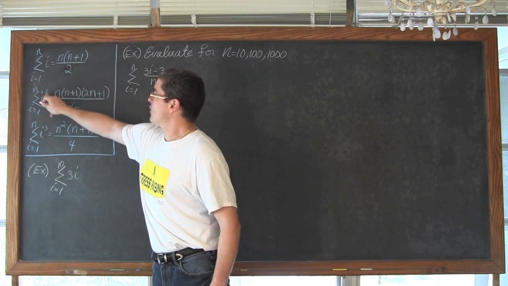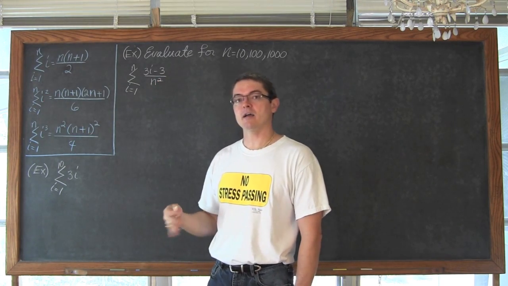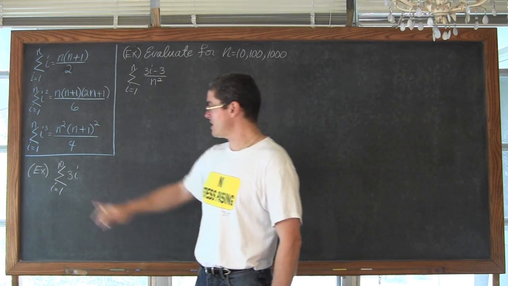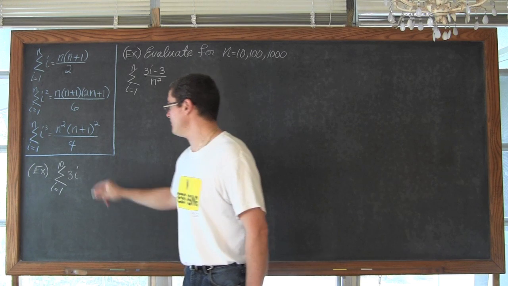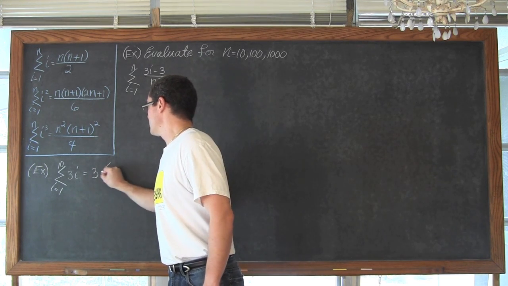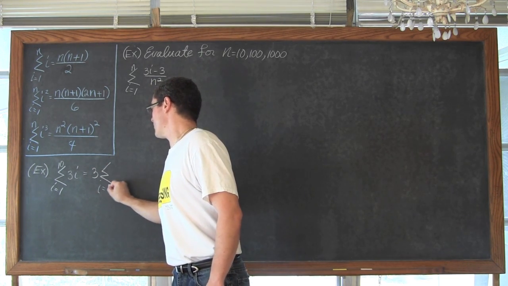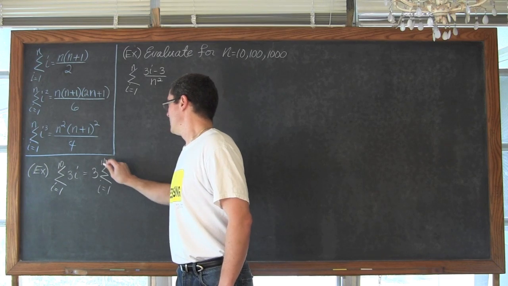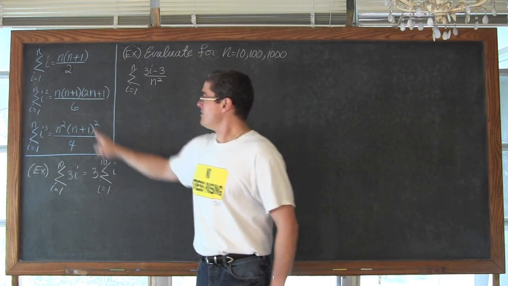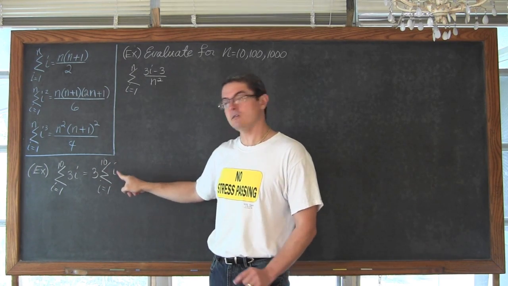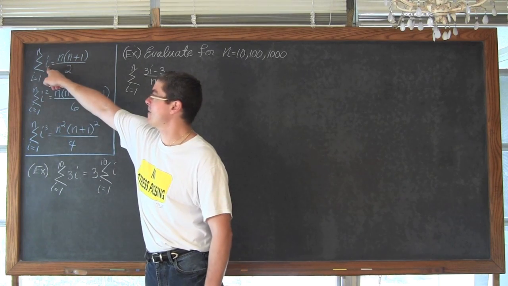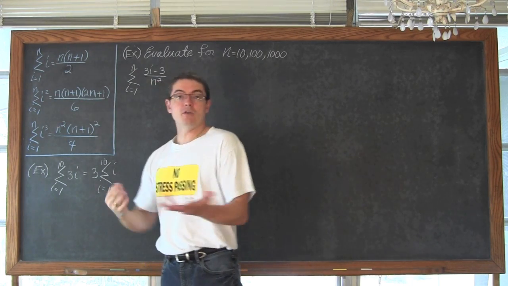Well, none of these formulas have 3i. They have i squared and i cubed. So we're going to take this 3, that constant, move it out front. That's going to be equal to 3 times the summation as i goes from 1 to 10 of just i. And now that we have this summation in exactly the same format as this first formula, we can use it.